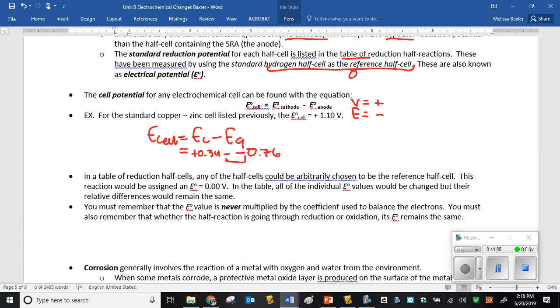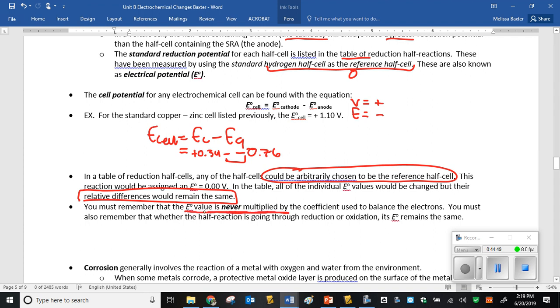Now the other part of this is that the reference half cell is totally arbitrary. The fact that hydrogen has the 0 is, I think, in this one, because it means half of them are above and half of them are below. So we could pick anything and give it 0. All of the individual values would change, but relative differences would remain the same. So on one of those mock diplomas, that was one of the questions. What would happen if we chose something else as the reference half cell? If I was looking at that copper zinc cell, the potential would still be positive 1.10 volts. The space between them hasn't changed, just their actual numbers have changed. Okay, so relative distance stays the same.